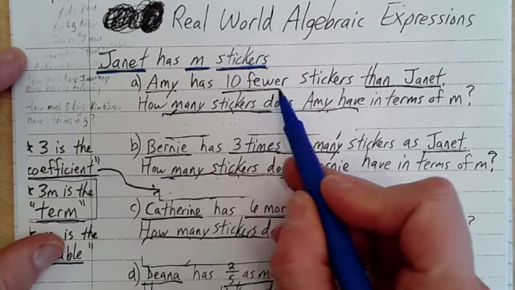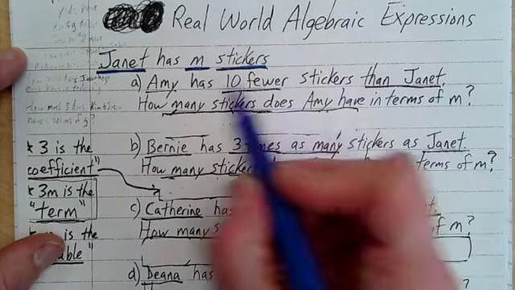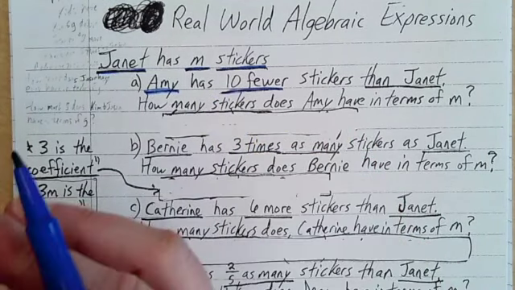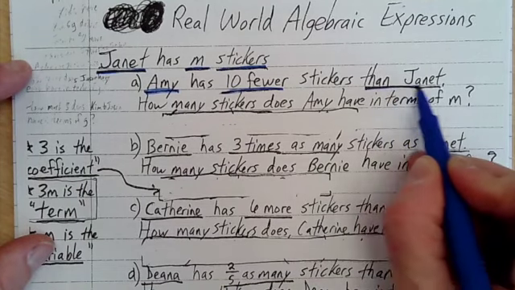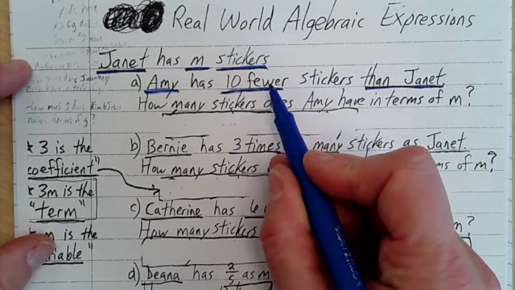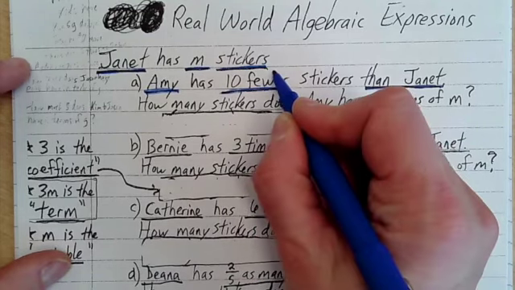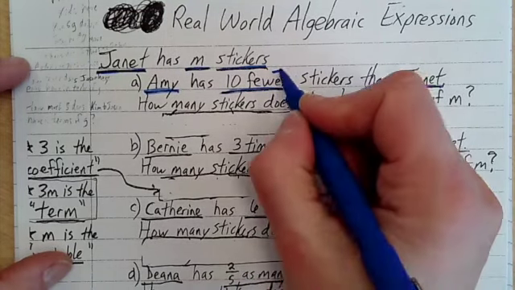Amy has 10 fewer stickers than Janet. So we know the other person's Amy. 10 fewer is like the key word than Janet. So what does it mean if she has fewer than Janet? We think of less. This is a way to think of less, so we would actually subtract in this case. That's the sign we're using.